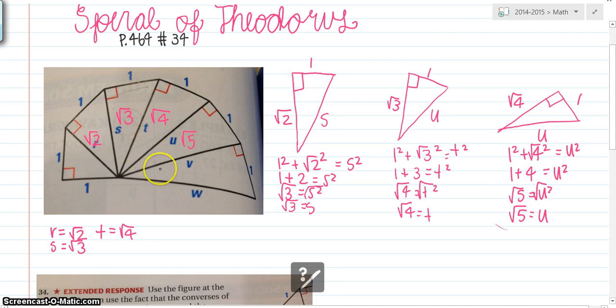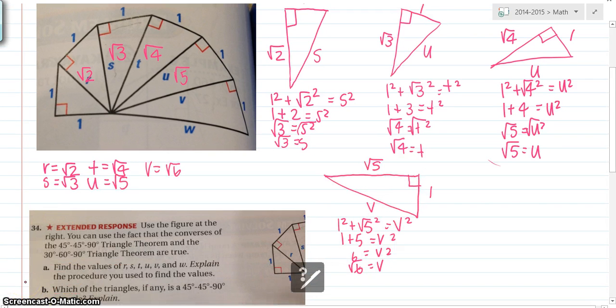Now I'll be finding v by 1 squared plus square root of 5 squared equals v squared. Continuing on with the pattern, v equals square root of 6.